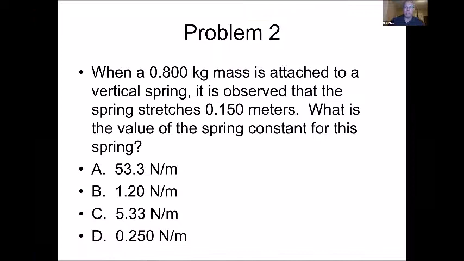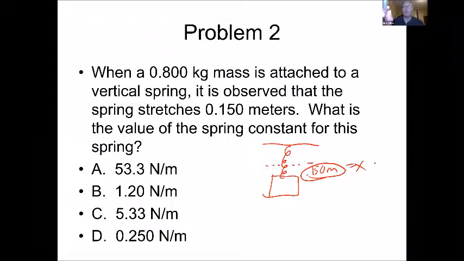So remember, here's our vertical spring, and we've got this weight added onto it. So let's say that this is where the natural length would be. Now we put this weight on, and this thing stretches down an additional 0.15 meters. So that's a displacement. We want to know the value of the spring constant. The way we're going to find that value of the spring constant is we're going to use Hooke's law. F equals negative kx. In this problem, what's the F? What's the force pulling on the spring?